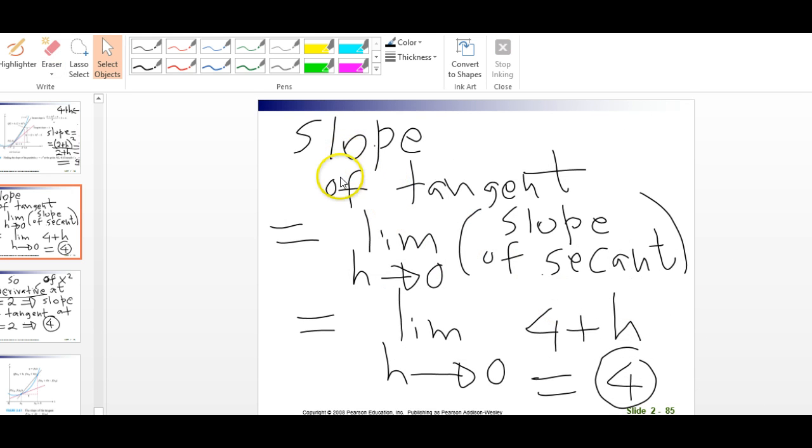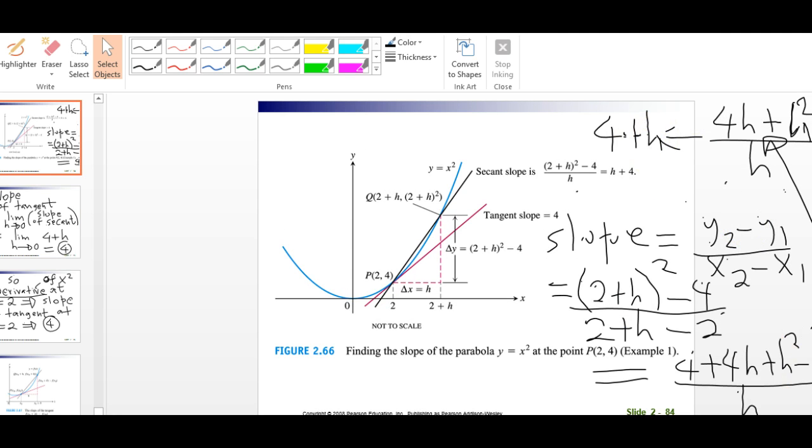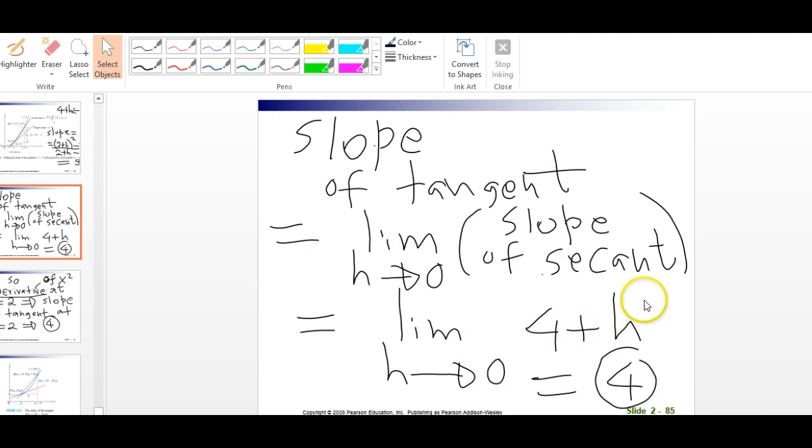So we have the slope of the tangent, which is the limit as h tends to 0 of the slope of the secant. We found the slope of the secant in the earlier slide, which is 4 plus h. So it's the limit as h tends to 0 of 4 plus h. Now in last Thursday's lesson, when we talked about the limit laws, we showed that if you want to find the limit of a polynomial, you can just plug in. So this is a good polynomial. You just plug in h equals 0. So this becomes 0 and you end up with 4. So the limit of the tangent is 4.